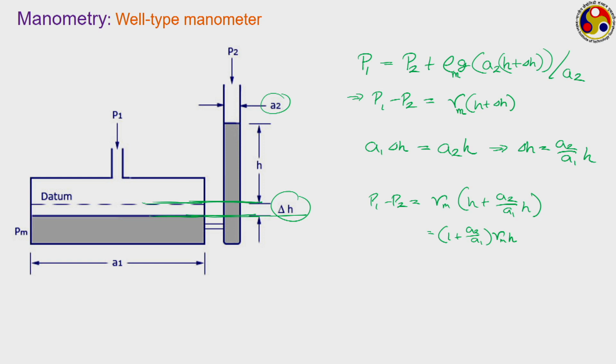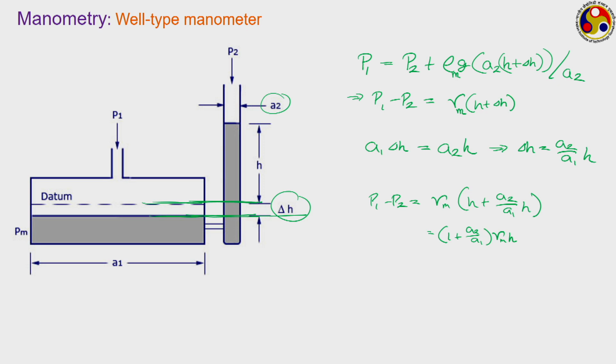So, by choosing this ratio A2 by A1 at the design level itself and also the density value rho m, or the value of gamma m, we can relate even significantly large pressure levels P1 to in terms of h.